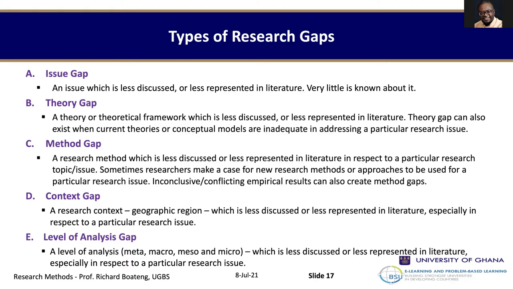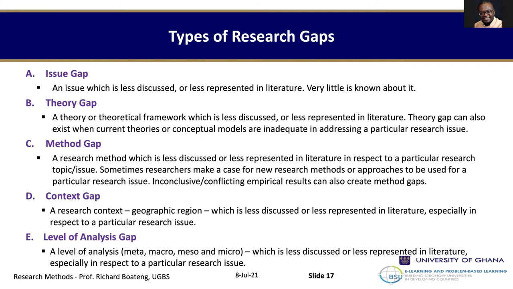Anyway, there are a number of different types of gap. The first gap is the issue gap, the one we have been seeing, and the context gap. The issue is less represented in literature, is under-examined and needs to be examined. Or it is not examined in a geographic region, like developed economies, like we saw in Prof. Abel's statement. So it needs to be researched. Those are two types of gaps.